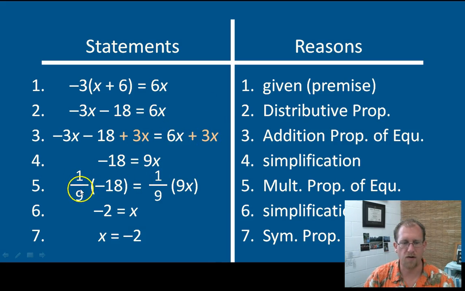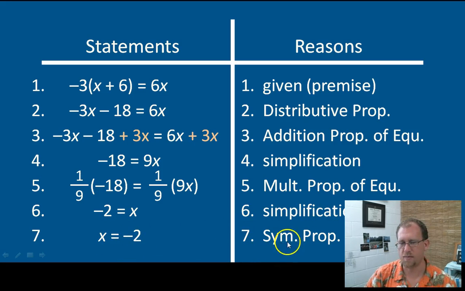Now, 1 over 9 times negative 18 equals 1 over 9 times 9x. That's the multiplicative property of equality. And feel free to abbreviate as you've seen them do here. I'm multiplying both sides by 1 over 9, which is going to get rid of this term, right? 1 over 9 times 9x equals x. 1 over 9 times negative 18 is negative 2. And I just simplified. I did math, okay?